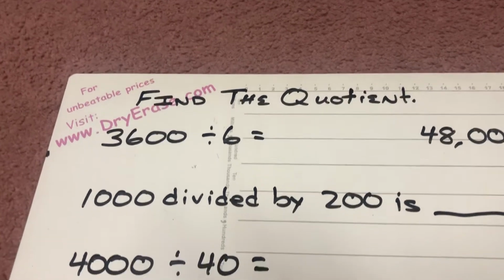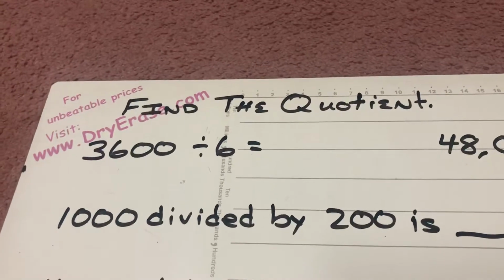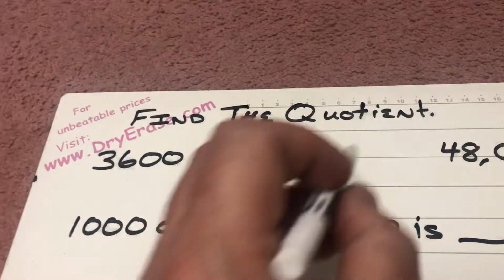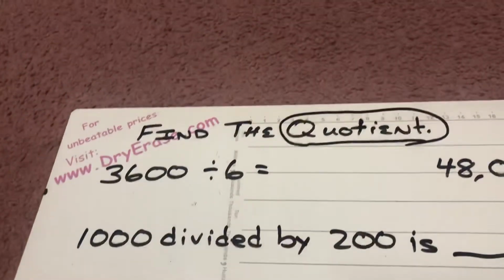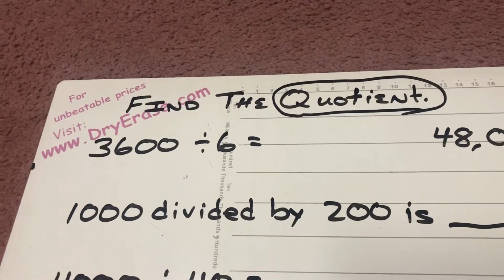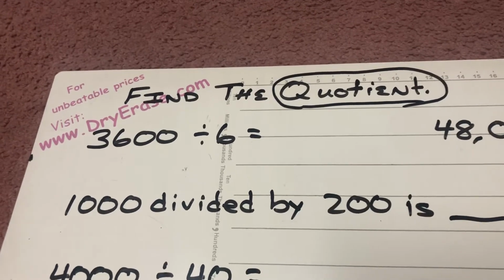All right, fifth grade, we are continuing along here in chapter 5, and we are continuing along with this idea of division. Whenever you see this word, quotient, find the quotient, that means essentially we are dividing. The quotient is the answer to a division problem.